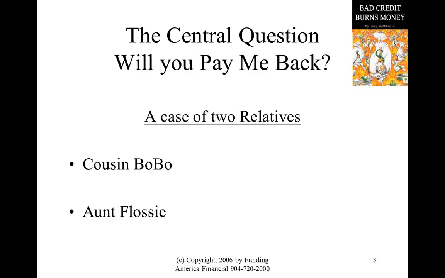So just to illustrate, all the ideas around lending and approval actually end up being very, very simple. The simple question is, if I lend you my $100,000, $200,000, am I going to get it back? Not only am I going to get it back, but am I going to get it back as agreed, on time, as we agreed to? Now, we all have relatives. And you can see by the slide, we have a contrast between Cousin Bobo and Aunt Flossie. Just the name tells you there's a behavioral difference.